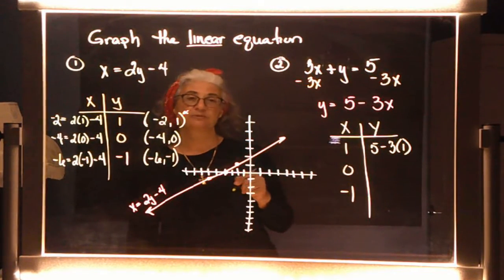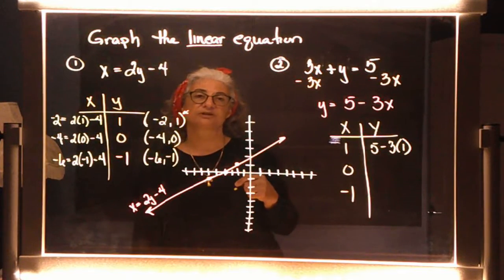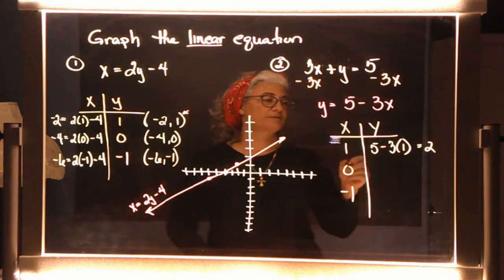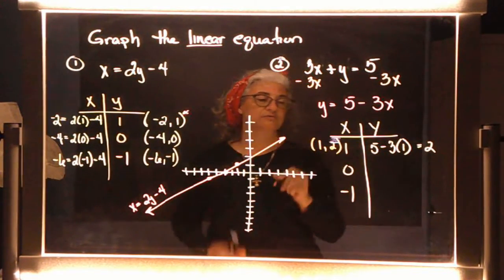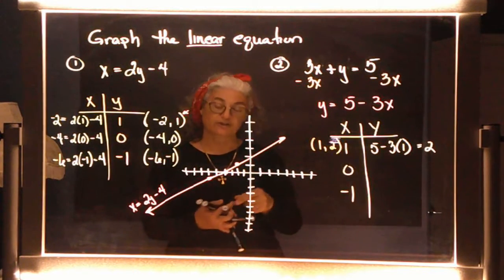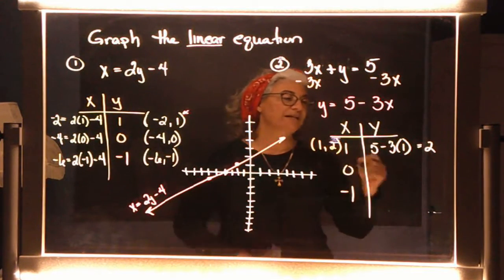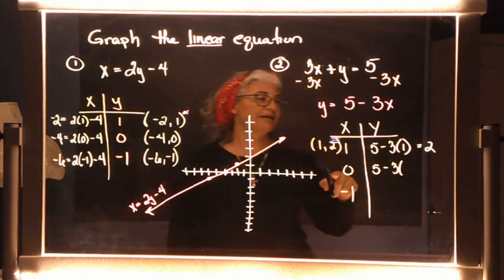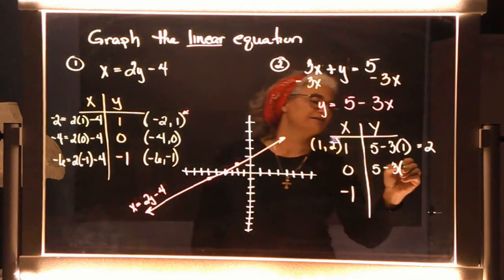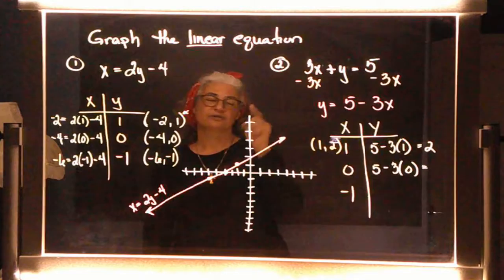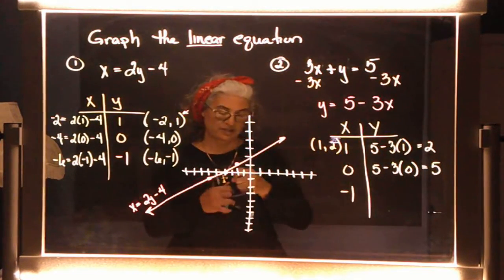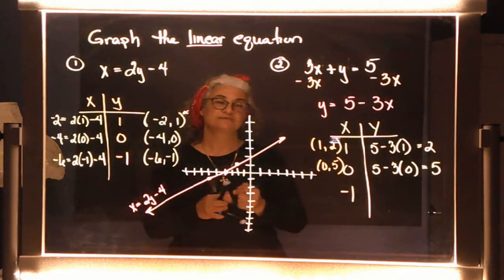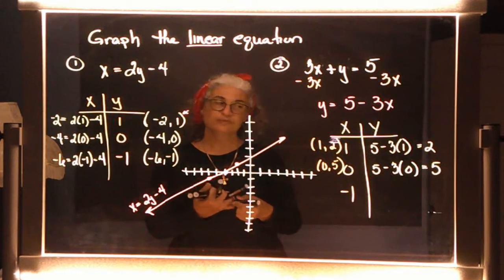Well, what's 3 times 1? 3. What's 5 minus 3? Good. 2. Which means we have the point 1, 2, don't we? Let's go for the next one. The next one says to find the y, you're going to have to do 5 minus 3 times x. Well, my x in this case is 0. So this will give you, good, 5. Which means you end up with the point 0, 5. Good? Okay, one more number to plug in for x.